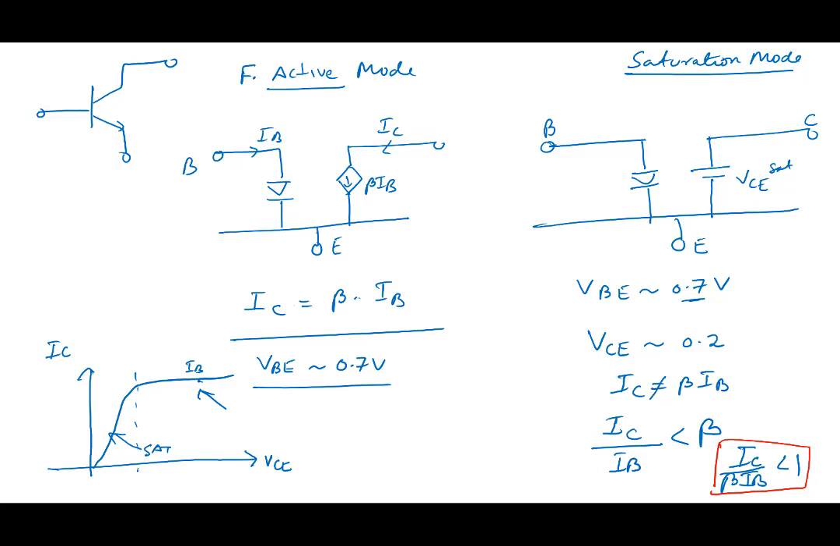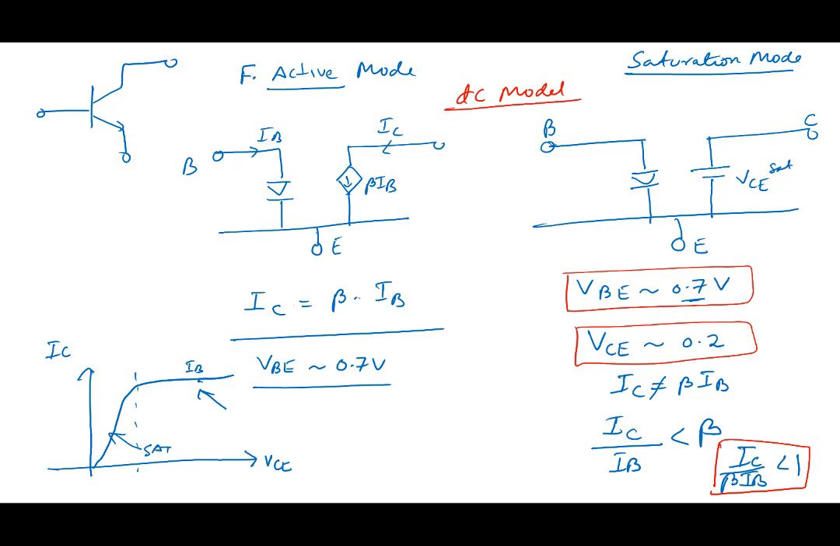The other one is we take VC equal to 0.2 and VB approximately equal to 0.7. Now these are all DC models, by the way. We are talking about DC model. When we are not talking about transient, or when the frequencies are high, then all the capacitances and everything else will come into picture. We are talking about DC model here. Okay, so these are the two models.